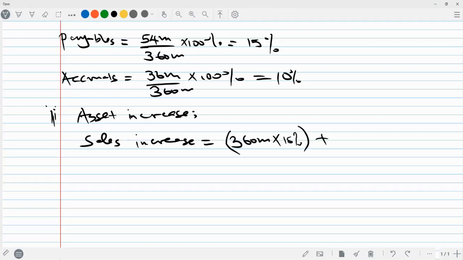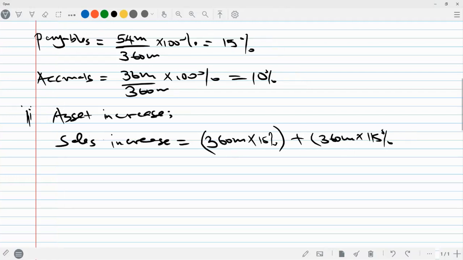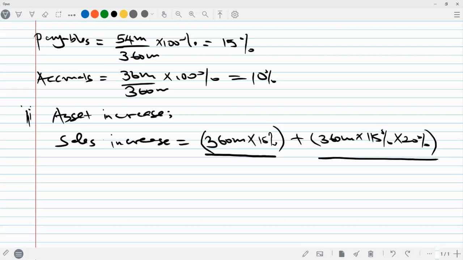The sales increase for year 2013, these are 2 years, will be equal to the sales for year 2012, which is 360 million times 115%, to give the sales for 2012. Then they increase by 20%, therefore times 20%, and that gives the sales increase over those 2 years. This is the sales increase for 2012. This is the sales increase for 2013. Combined they give the total sales increase, which is how much?